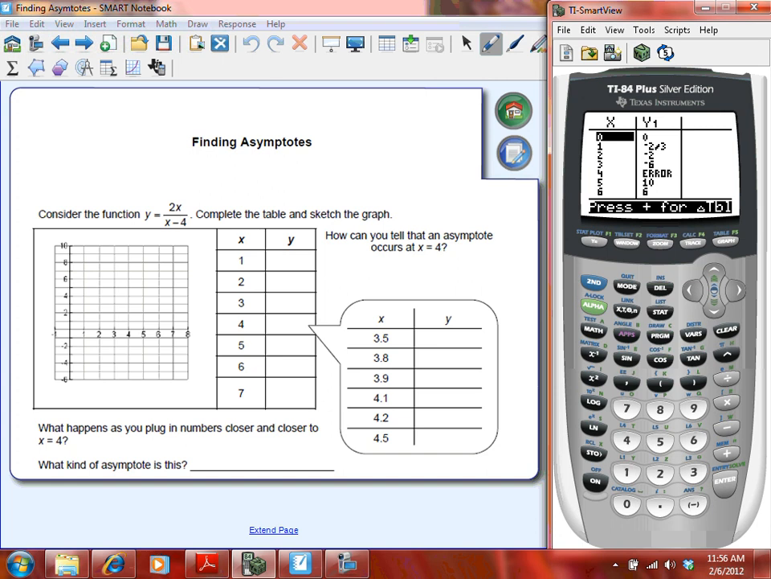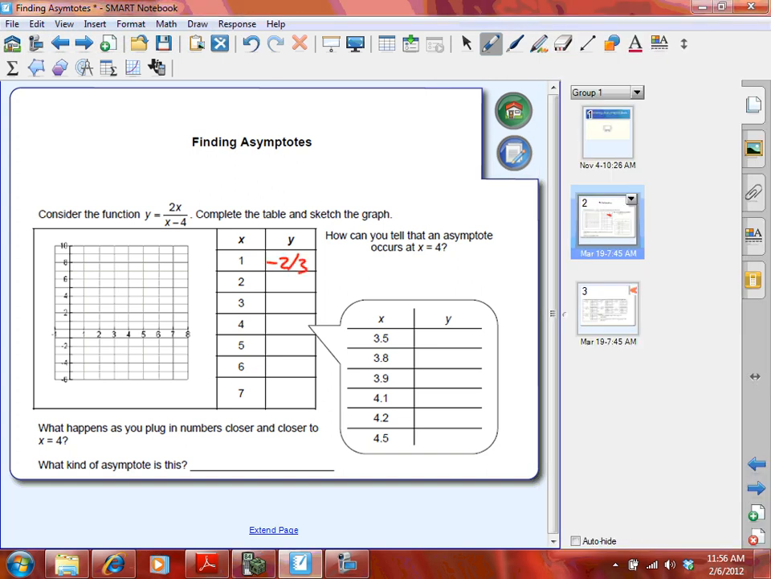All right, so now that you got those filled out, right next to 1 you had a negative 2/3. Next to 2 you had a negative 2. Next to 3 you had negative 6. Next to 4, what do you see? Error. So write that down. Error. Next to 5 was a 10. Next to 6 was 6. And what did you see right next to 7? 14 over 3. So this is what we have here.